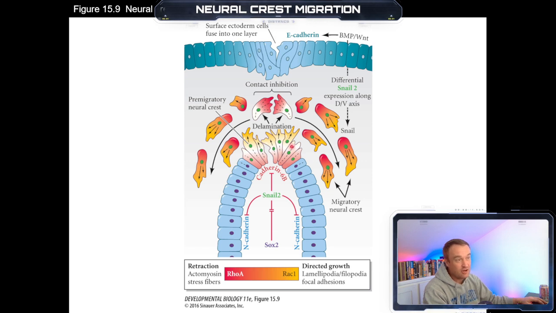Because SNAIL2 is turned on, since this closure causes a lot of BMP and a medium amount of WNT, SNAIL comes in and says, all right, we're going to turn off all the anti-cadherin, right? And when it suppresses N and E-cadherin, that allows these cells to not be sticky anymore, right? This causes that delamination.